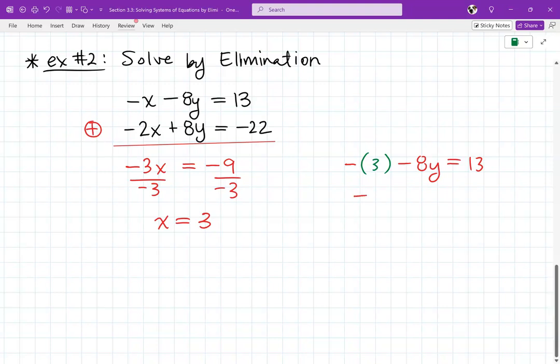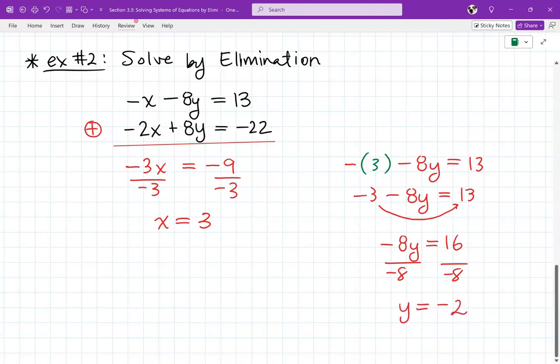So that's negative 3 minus 8y equals 13. I'm going to add that 3 to the other side. So negative 8y is equal to 16. I'll divide both sides by negative 8. Then I get y is equal to negative 2. So my answer is 3, negative 2. This is where, if I were to graph these lines, this is where they would cross.